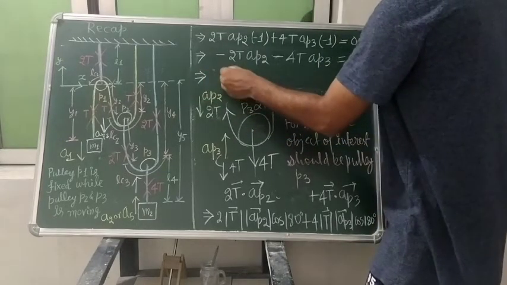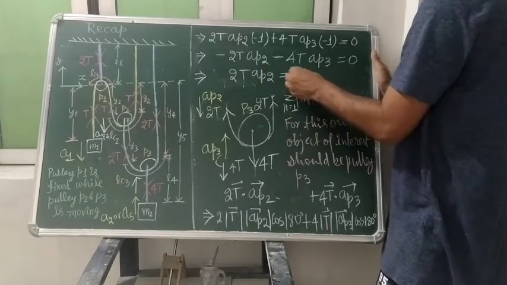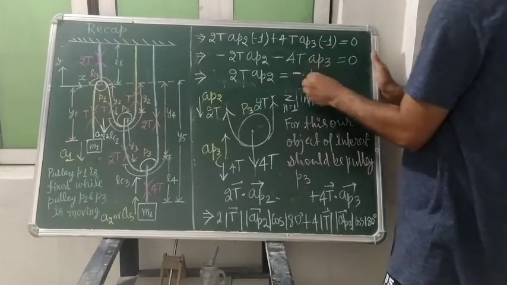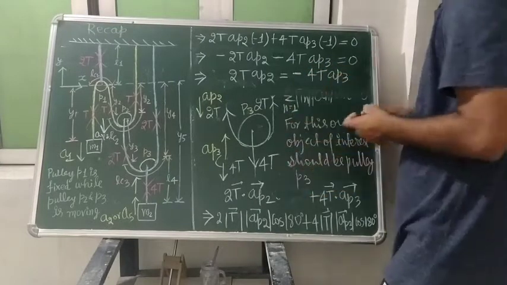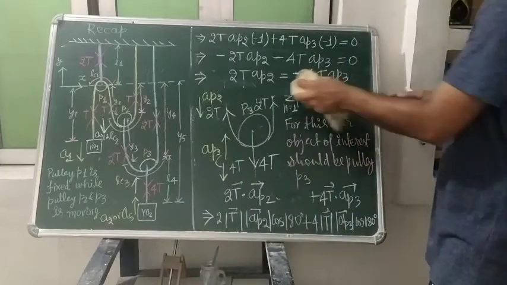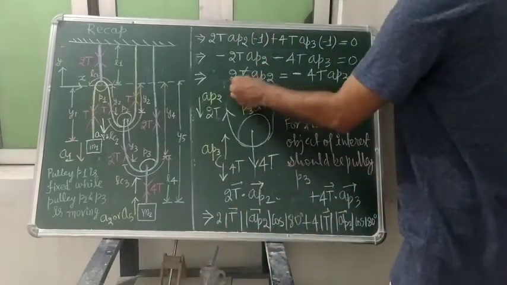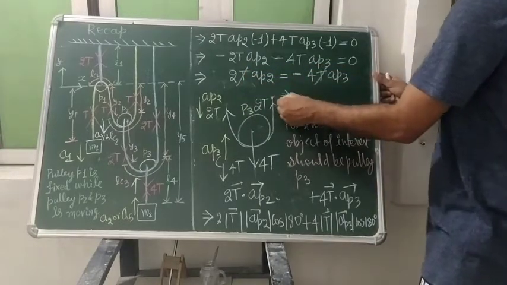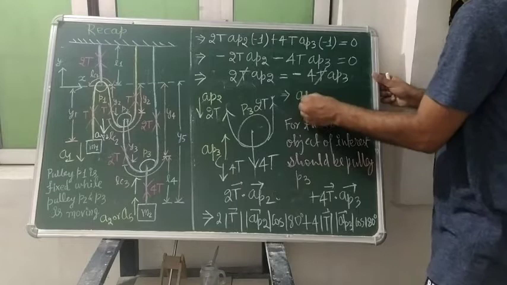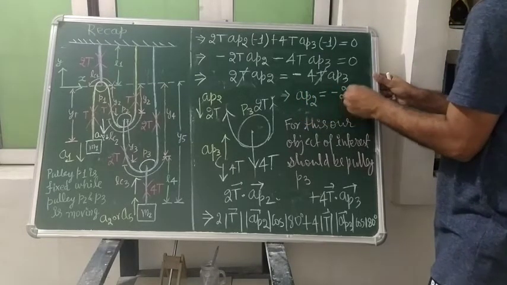Or we can say that 2T AP2 should be equal to minus 4T AP3. The T will get cancelled out here, and the 2 side will become, and from here what will we get? AP2 should be the negative of twice of AP3.